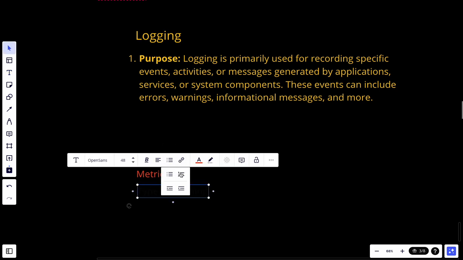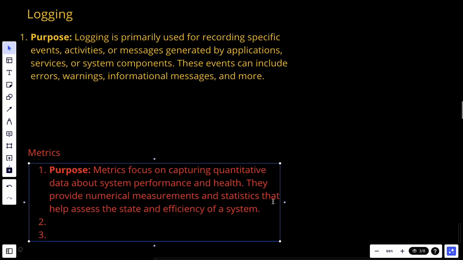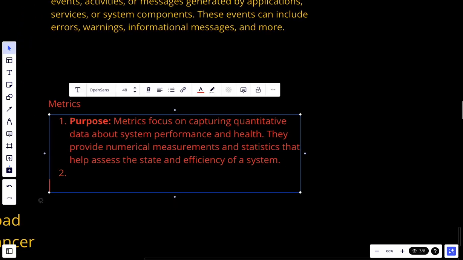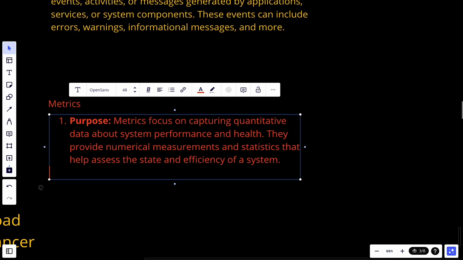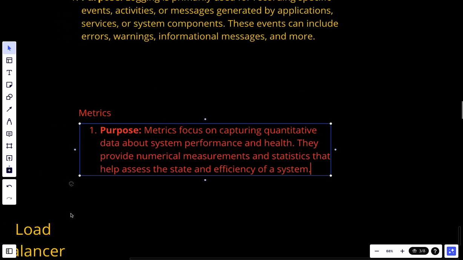Okay. So on the other hand, the metrics' purpose is to focus on capturing quantitative data about system performance and health. Basically, they provide numerical measurements and statistics that help assess the state and the efficiency of the system.